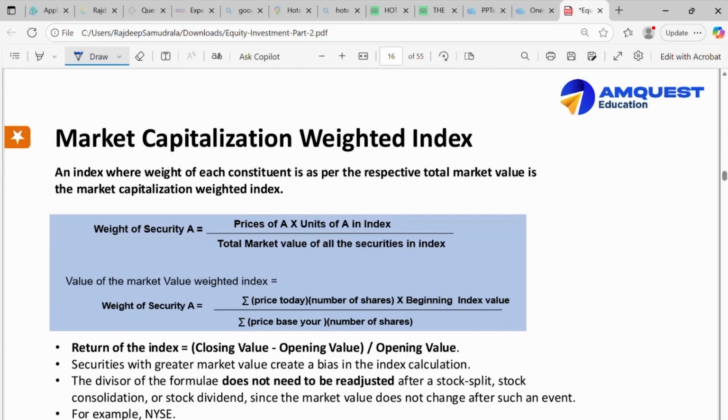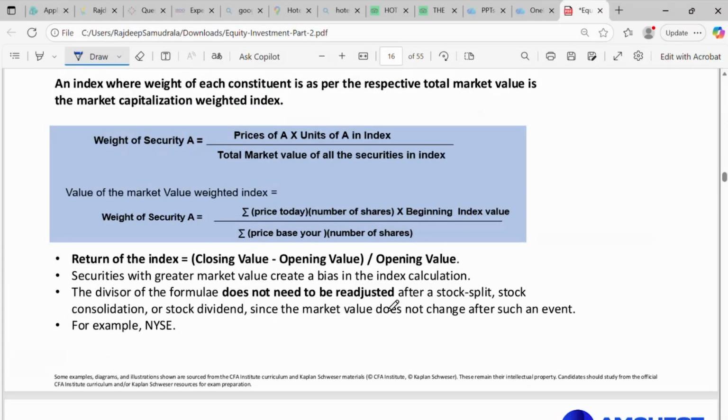So price into number of units, and the weight of that security will be the total market cap of one security divided by the market cap of all the securities. Clear? So it's very clear, percentage weight. Fine. And obviously, you know how to find the return. The return is based on closing value minus opening value upon the opening value, right?